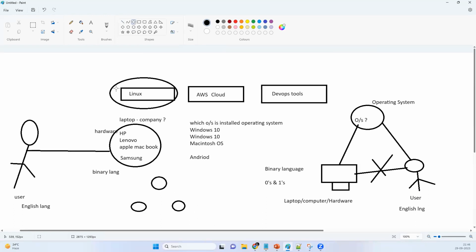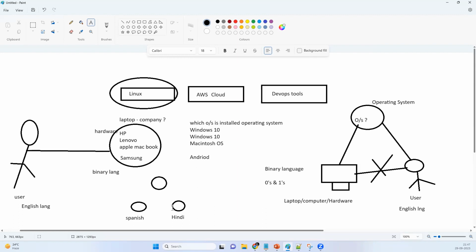For example, something like the languages are Victoria and iPhone and Lenovo. Which language are you using, guys? Something like Spanish. In India we are using something like Telugu or Hindi language.